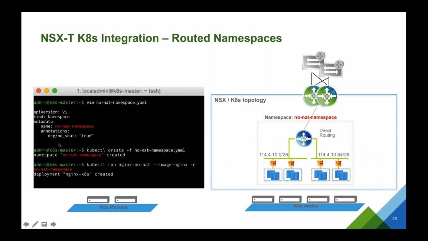Here's the annotation that I talked about. For a namespace where we don't want to use NAT, we can say no SNAT true. And if NCP sees that, it will not create that source NAT entry on the tier 0 so that you can use direct routing.